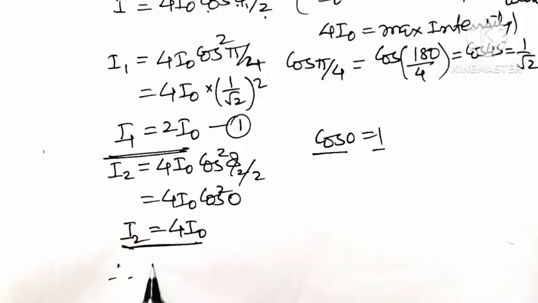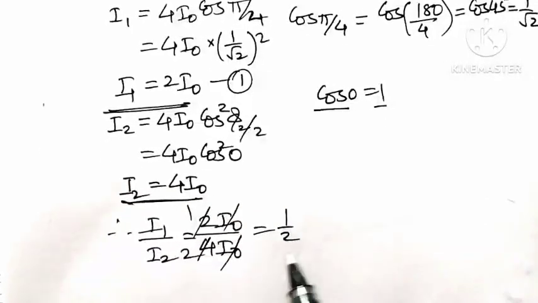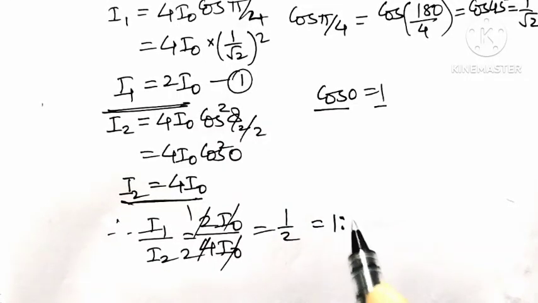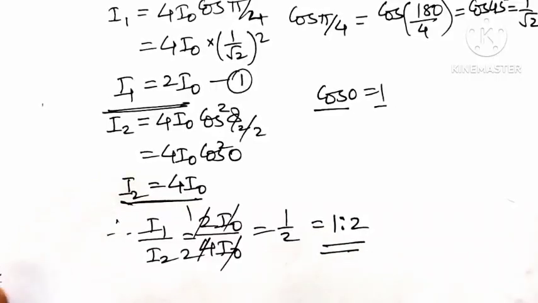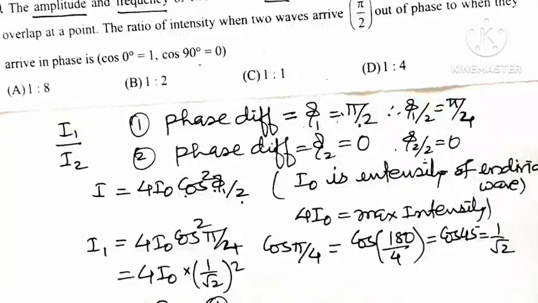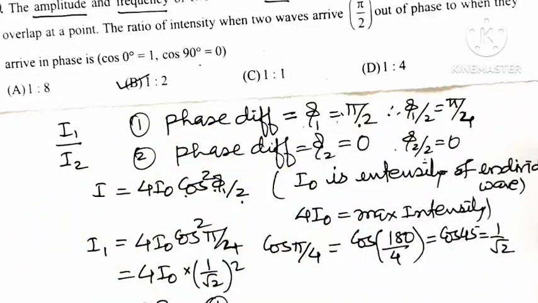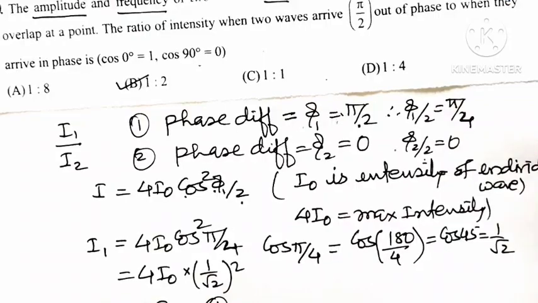I1 equal to 2I0, I2 equal to 4I0. Therefore I1 upon I2 is equal to 2I0 upon 4I0. I0 gets cancelled with I0, 2 ones are 2, 2 twos are 4. So this is equal to 1 by 2. So I1 by I2 is equal to 1 is to 2. Out of 4 options, look at option B, it is 1 is to 2. So option B is the correct option for this question.